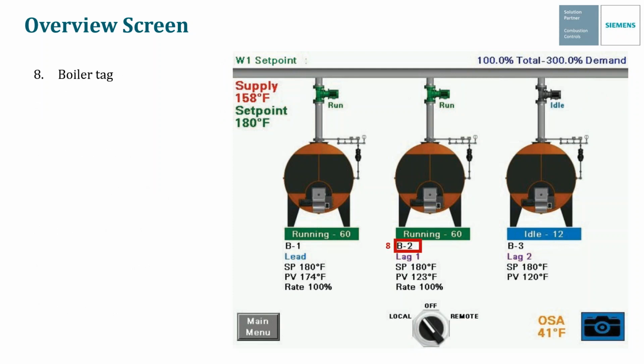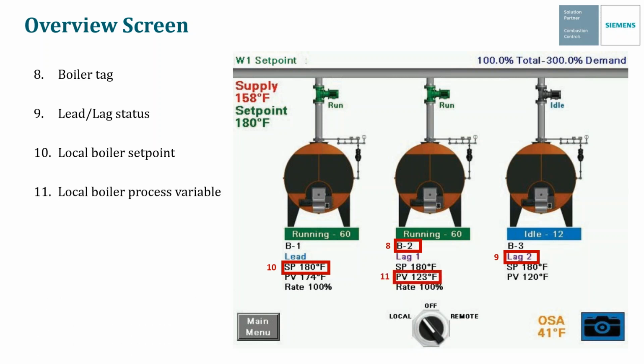The boiler tags are also listed below the boiler, basically just the name of each boiler. We have our lead or lag status, so we're telling you which boiler is the lead, which one's lag 1, which one's lag 2. We also have the local boiler set points for each boiler. And again, it's important to understand the distinction between the local set points and the system set point. We'll get into that a little bit later on.